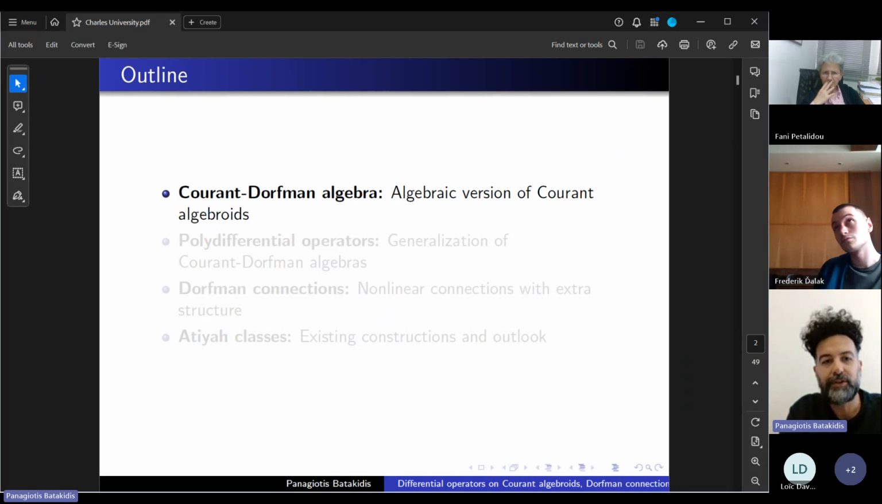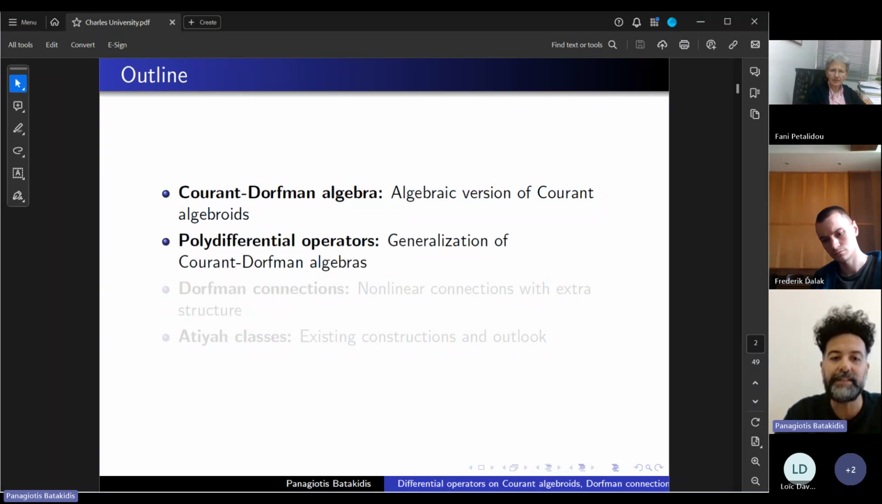First, we're going to talk about the Courant-Dorfman algebra. I will not define it in the most abstract way. I will define it in the way that makes sense for Courant algebroids, because that's what I'm going to need in the talk. And you can think of it as an algebraic version of Courant algebroids if you don't like to do geometry. And then on this construction, we'll define a certain algebra of differential operators, which will generalize this Courant-Dorfman algebra. So from the second bullet on, every Courant-Dorfman algebra will be about a Courant algebroid.